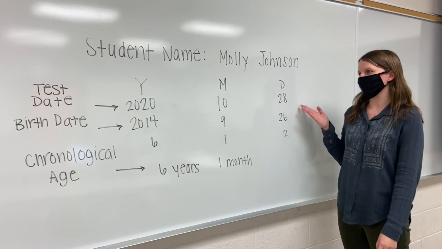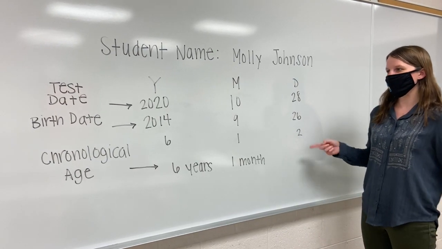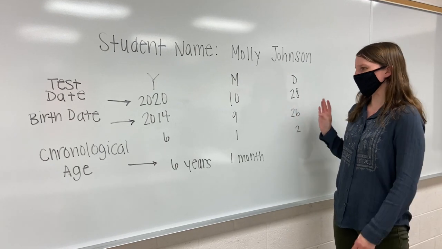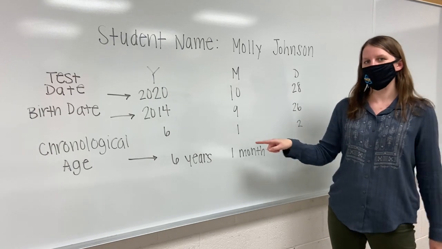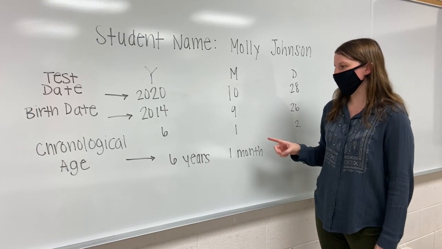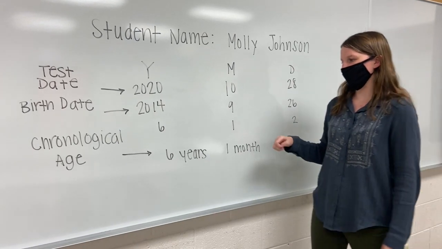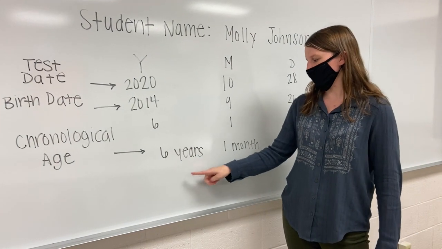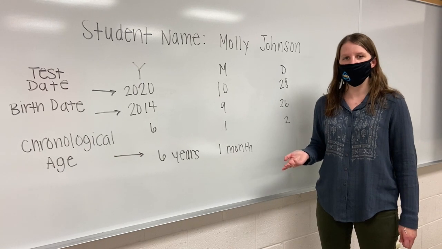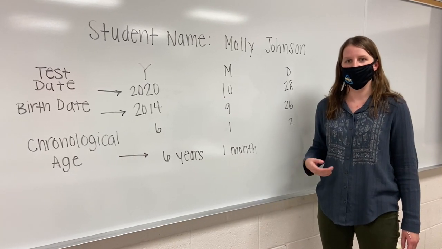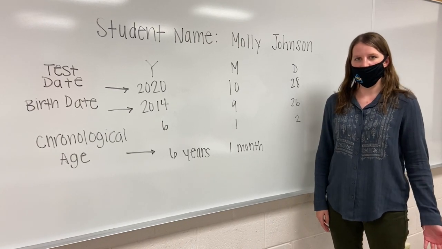Our student is Molly Johnson, and here we calculated her chronological age. So we started with the test date, October 28th of 2020, and then we took her birthday, September 26th of 2014, and we subtracted those to get 6 years, 1 month, and 2 days. So we decided that her chronological age was 6 years and 1 month. So our student is in kindergarten, but she is gifted and is performing at a 1st grade level, which means that for this assessment, she will be starting at a kindergarten level.